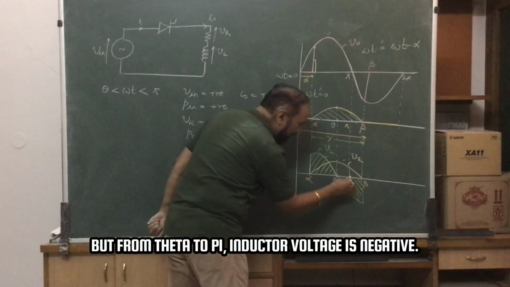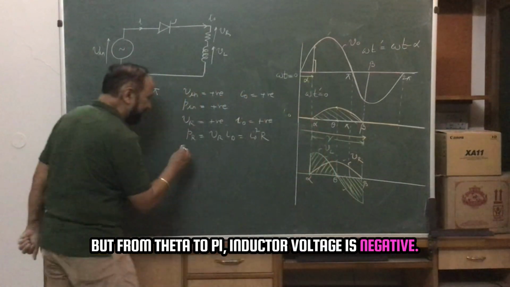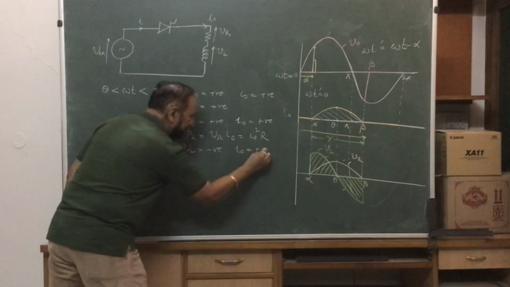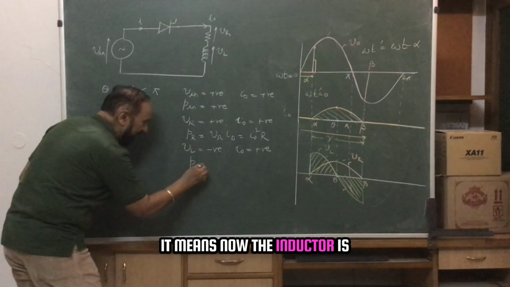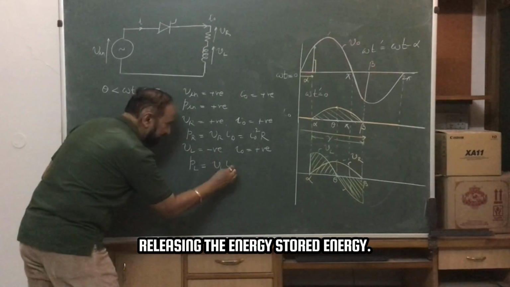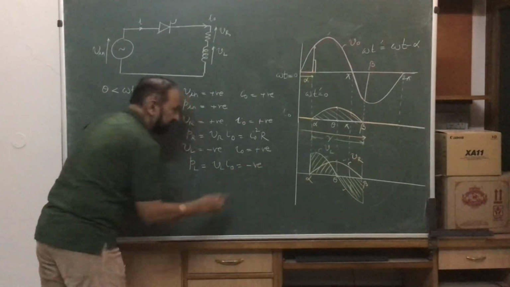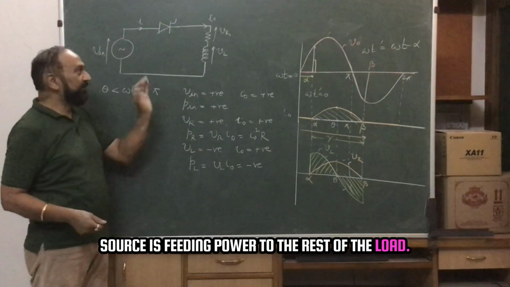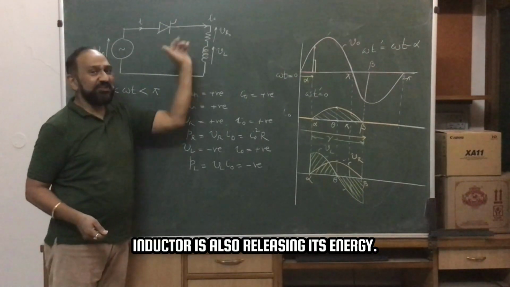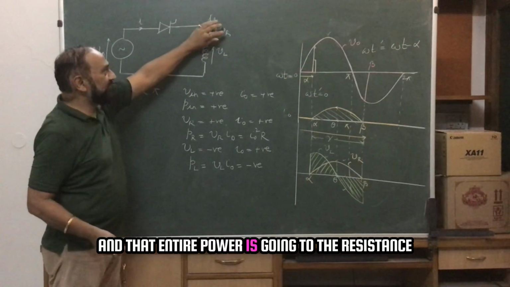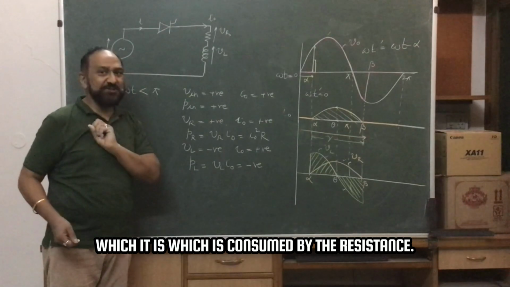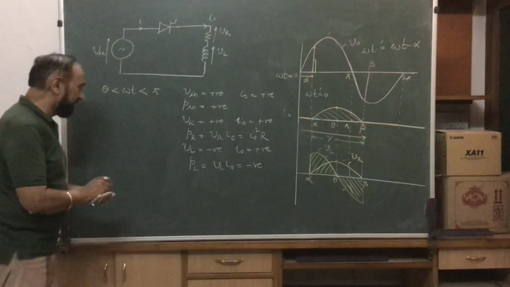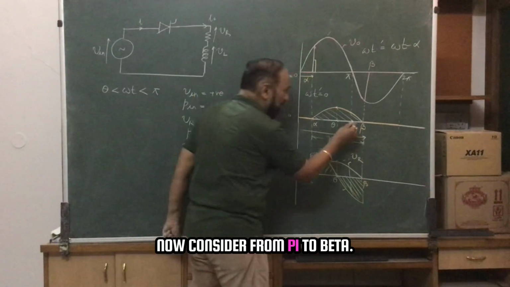But from theta to pi, inductor voltage is negative, but the current is positive. It means now the inductor is releasing the energy, stored energy. So what happens? Source is feeding power to the rest of the load. Inductor is also releasing its energy, and that entire power is going to the resistance, which is consumed by the resistance I square R. This is the output power. Now consider from pi to beta.